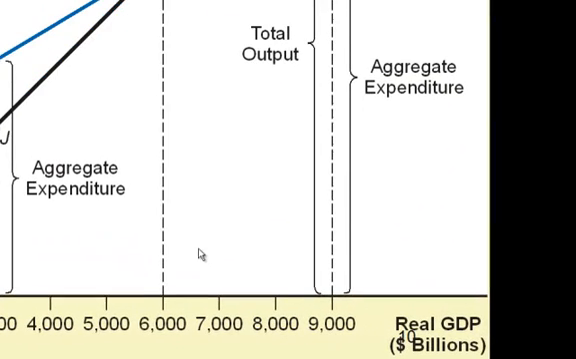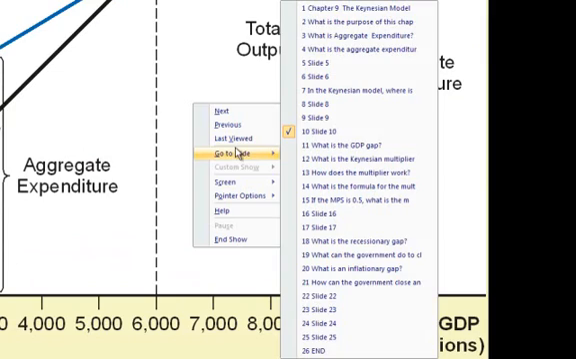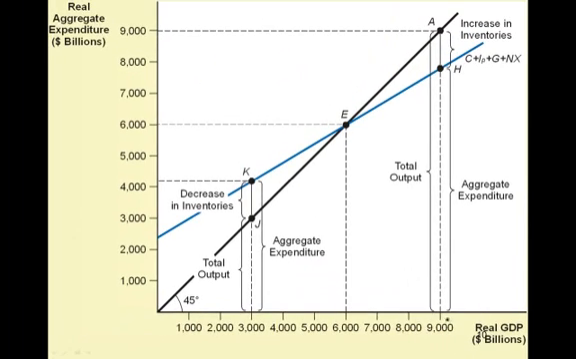So any GDP level higher than 6,000, for example 9,000, this is the total output and this is the aggregate expenditure. That means companies are producing too much. Only part of the output is purchased by consumers. That results in an increase in business inventory. So to avoid that surplus, companies will decrease their production goal and the economy moves towards its equilibrium point, 6,000. 9,000 is too high for the economy.